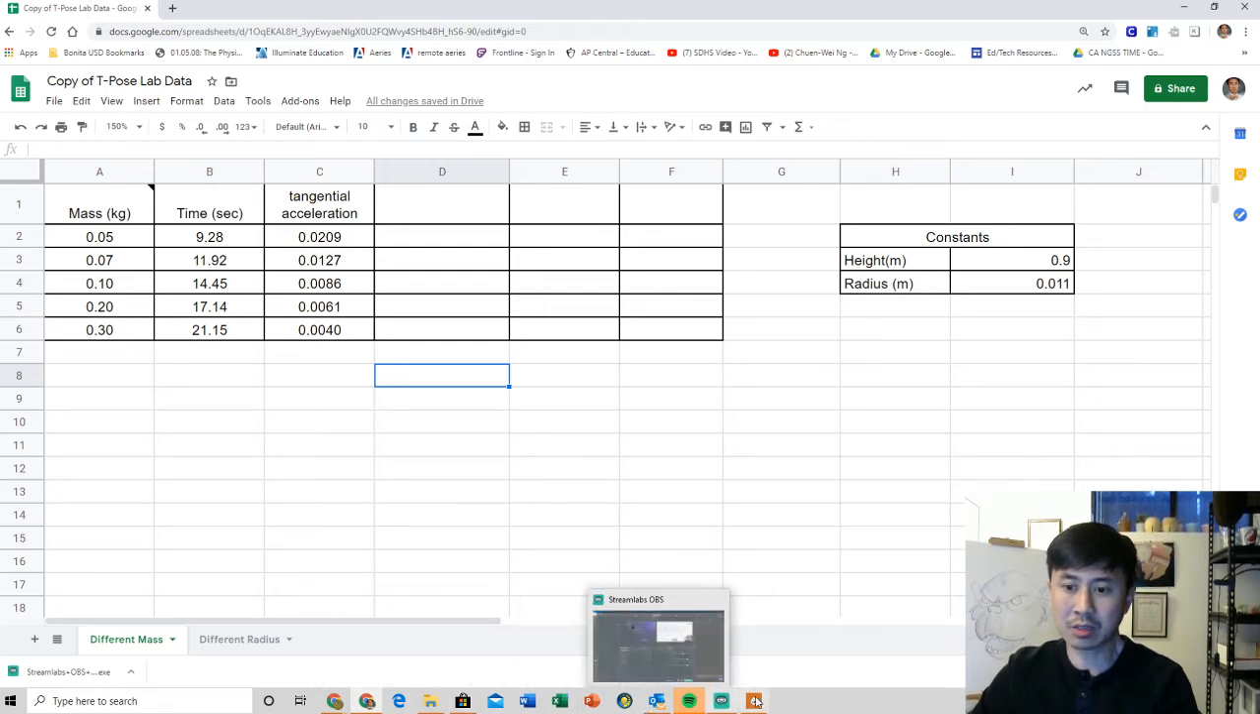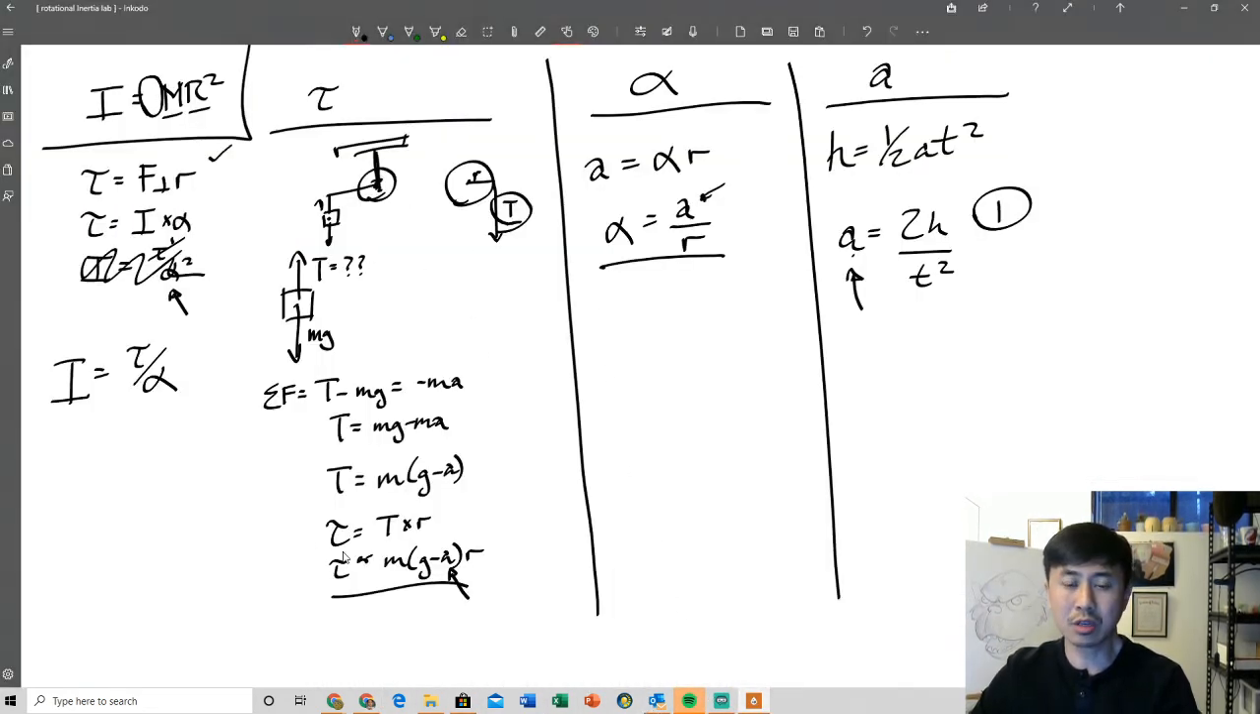So here, let's go back to our little whiteboard. My torque is mass times g minus a times r. M times g minus a times r. That's going to be our torque. So let's solve for torque.